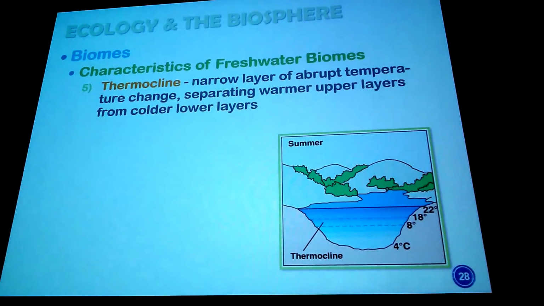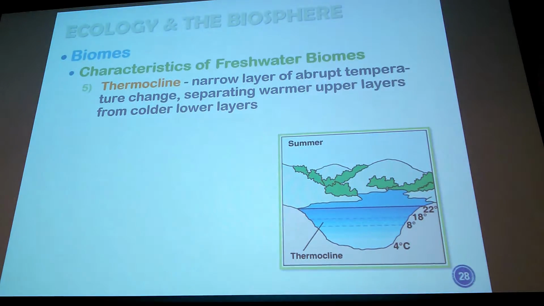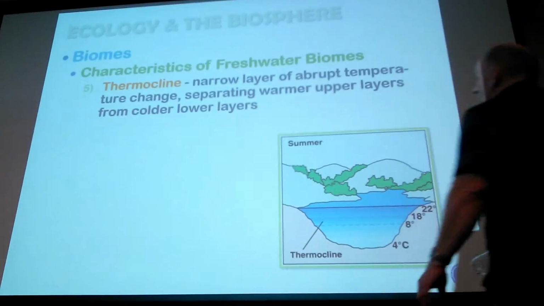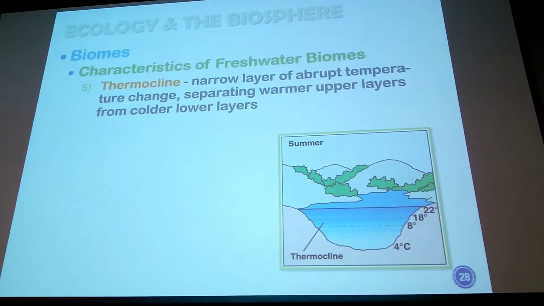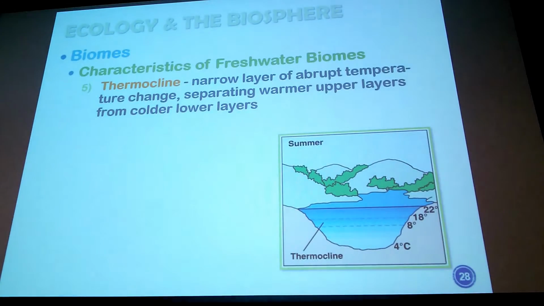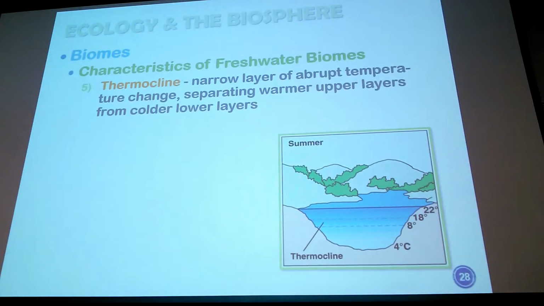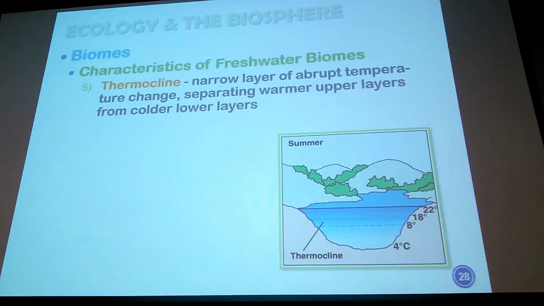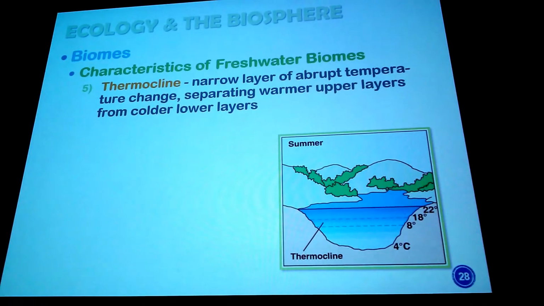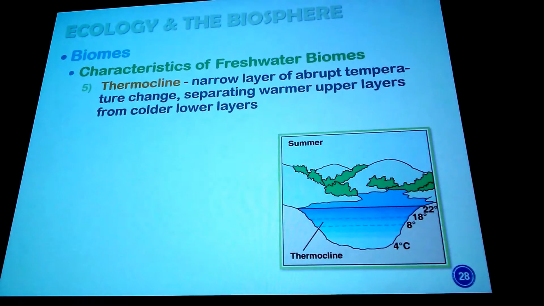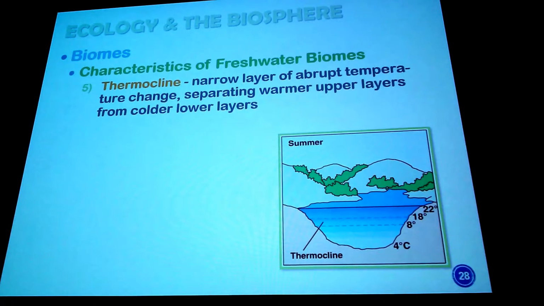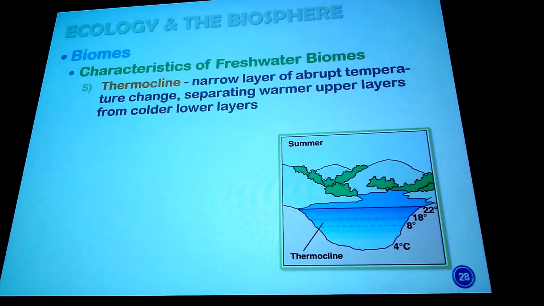Other characteristics of freshwater biomes, you get things like thermoclines. A thermocline is a narrow layer of abrupt temperature change, separating warmer upper layers from colder lower layers. You've probably experienced this before on cooler days, where you jump into a pool and the upper surface is warmer than the lower surface. You can feel it goes pretty good at the top, and as you go down, it starts to get chillier. Or maybe you're swimming in the ocean and you feel pockets of cold in there. That's a bit of a thermocline going on.